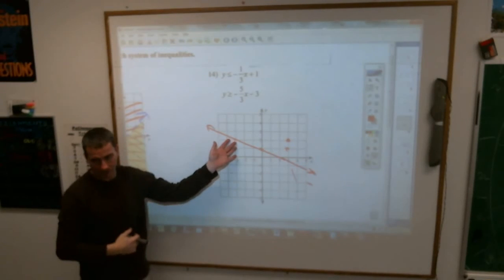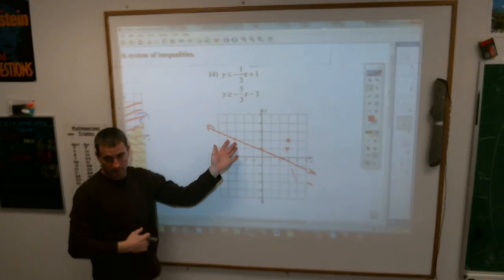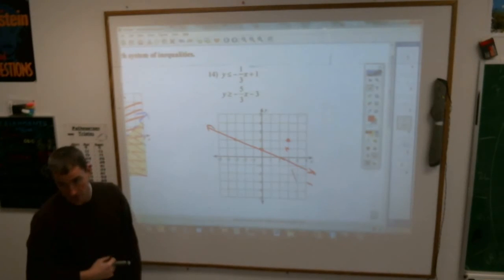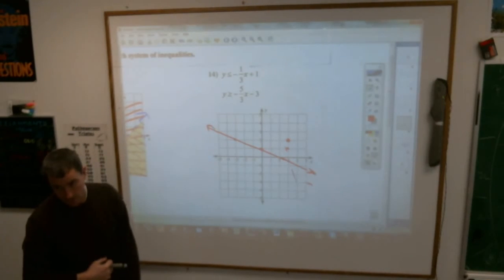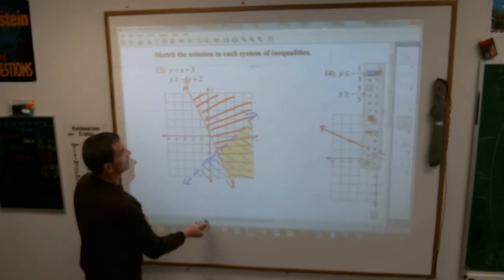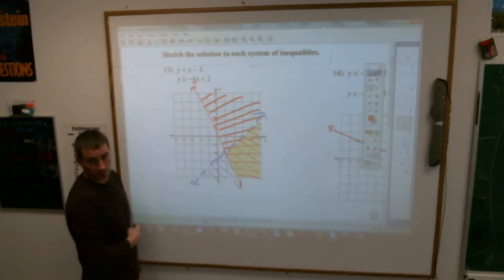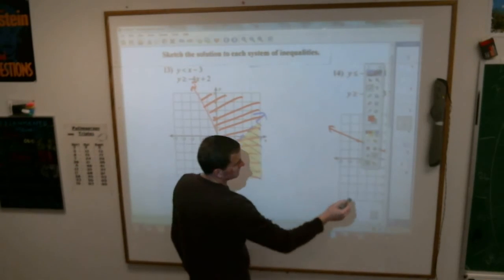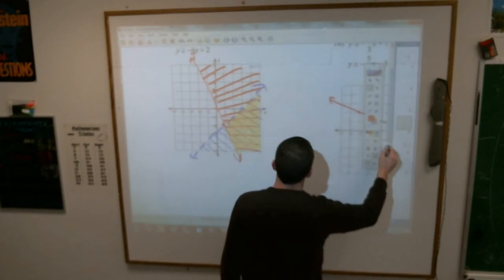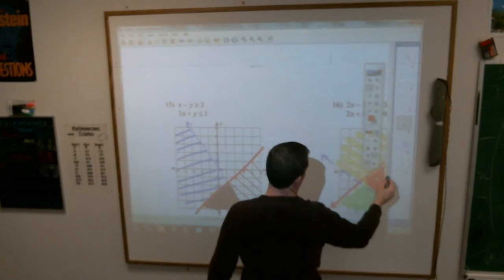So you have trouble graphing lines like that? No, just the other ones. Which ones? The ones that are not in slope intercept form? The ones that we've already been over. Not that one, because this is still slope intercept form. Are you talking about the ones in standard form? Yeah. Like this one? Yeah. Okay.